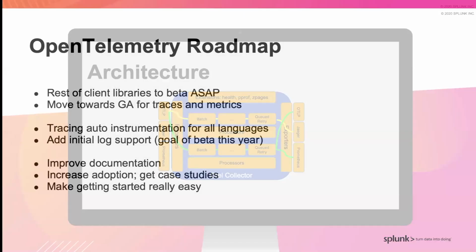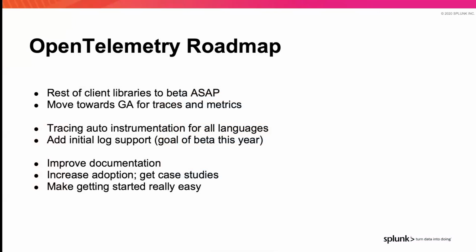So part of our roadmap is to move our clients to beta as soon as possible and to get our GA for traces and metrics done here. We really are focusing on tracing for auto instrumentation for all the languages that we can. And we want to have the initial log support going into beta this year. Not totally sure we're going to make that one for here.